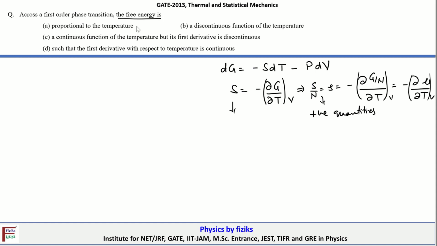Okay, so that means if we talk about the variation of the Gibbs free energy, or the variation of μ, that is G by N, that's the Gibbs free energy per particle. Okay, to make the entropy a positive quantity, we have to ensure that dG by dT has a negative slope here.